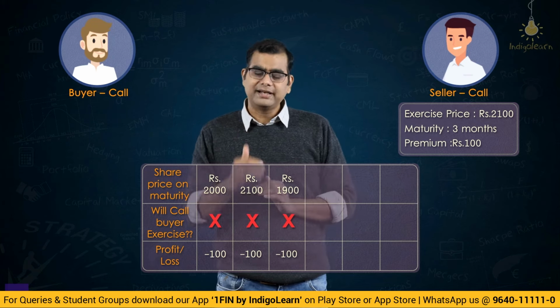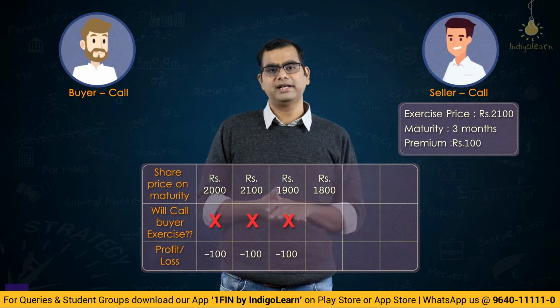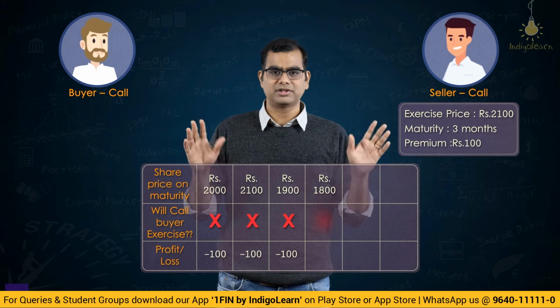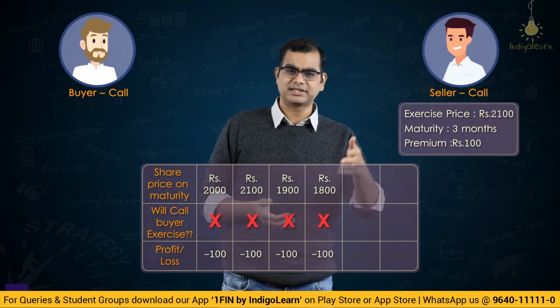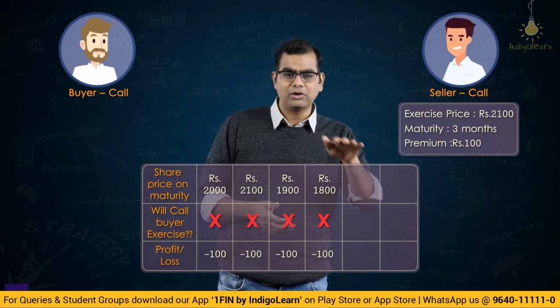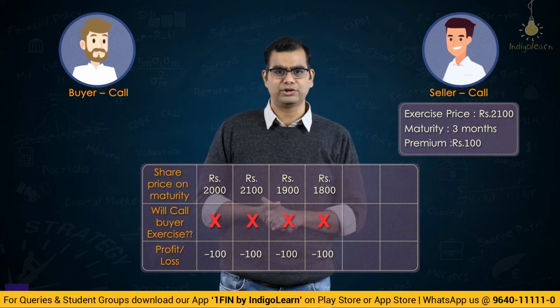Okay, 1800. Market rate is available at 1800. Why will I do anything with this option? Option is useless for me. So 1700, 1600, like that. At every point below 2100, it is useless for you.